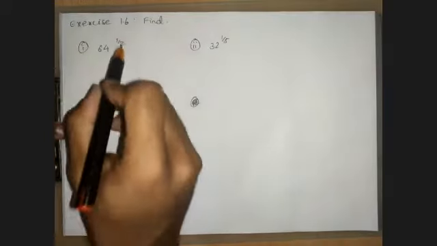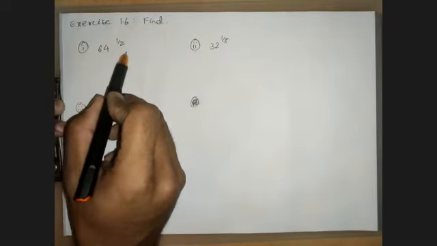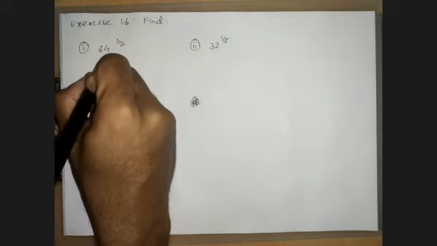Now let us solve exercise 1.6. The first one is to find 64 power 1 by 2. I know that 64 is 2 power 8.